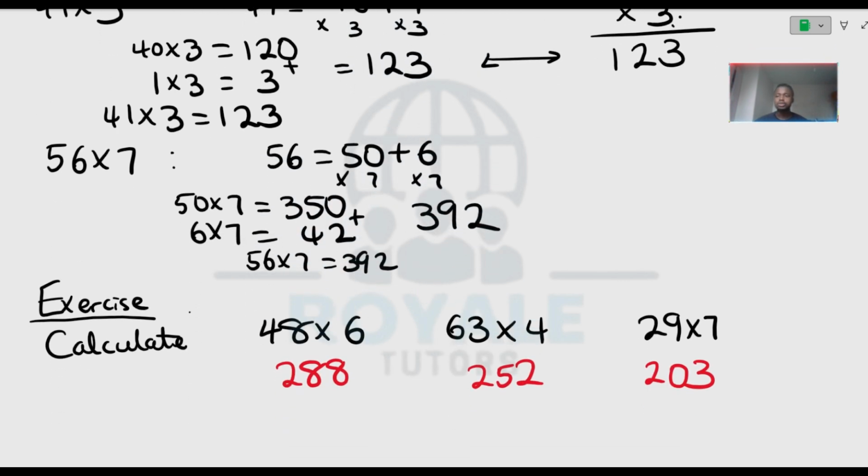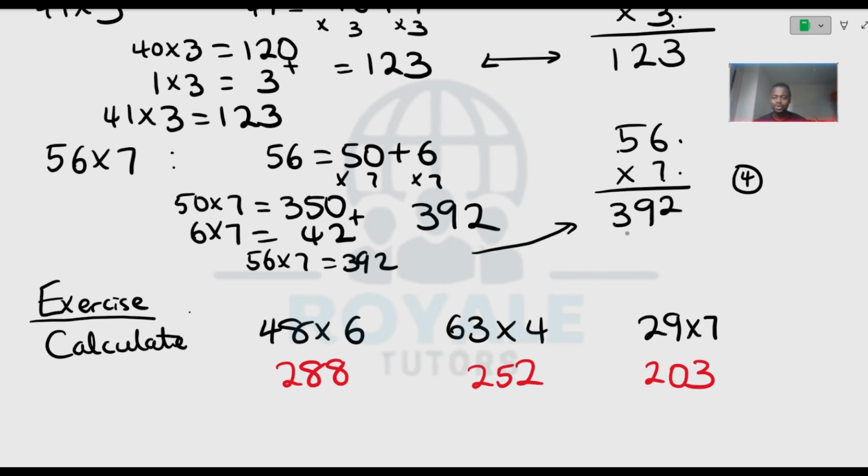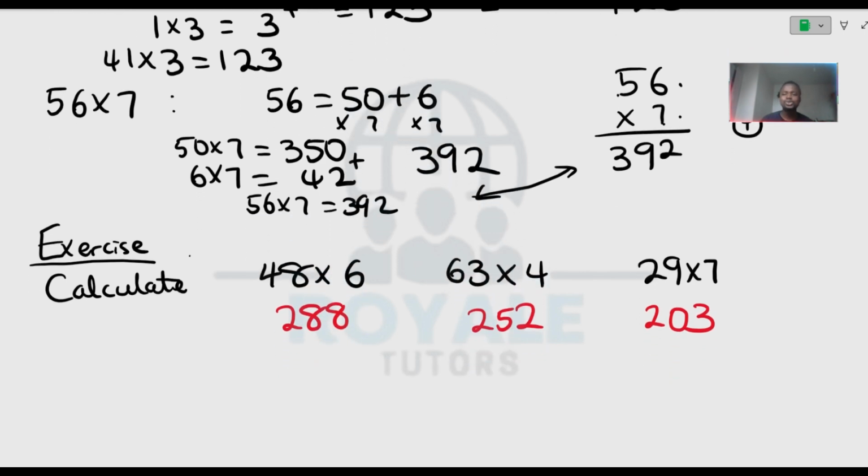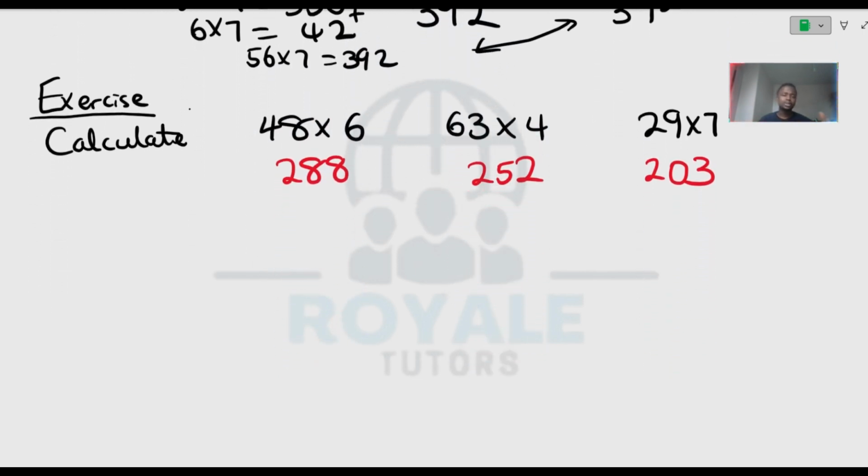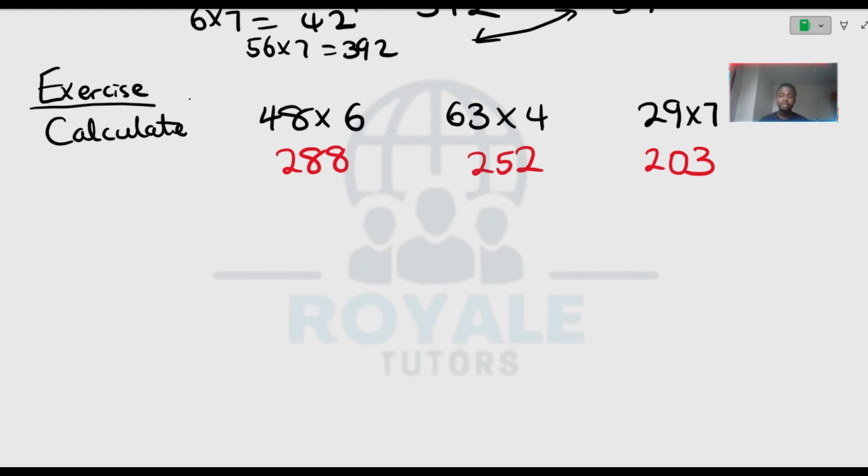And lastly, on this note, we have 56 times 7. So you have 7 times 6, which is 42. So you write 2, you keep 4. You have 7 times 5, which is 35, plus the 4 you kept, that is 39. So that is 392, which is the same as what we got. So I want you to also use the column method to attempt the questions in the exercise and see if you are going to get the same answer as you had before.